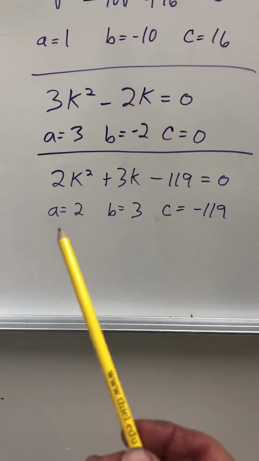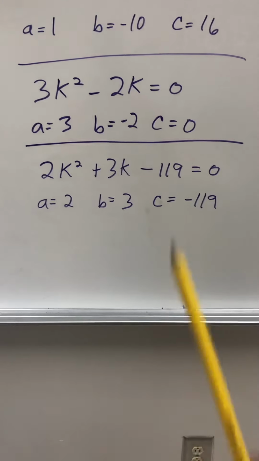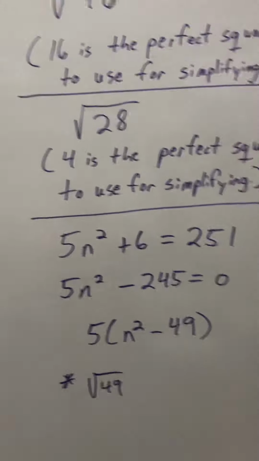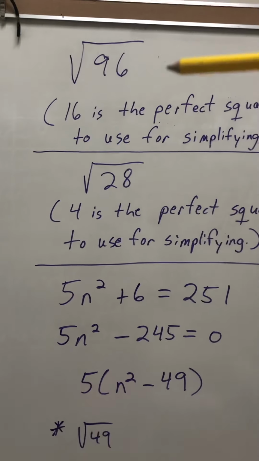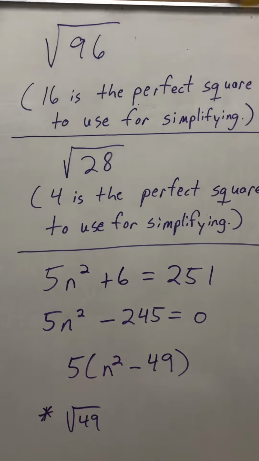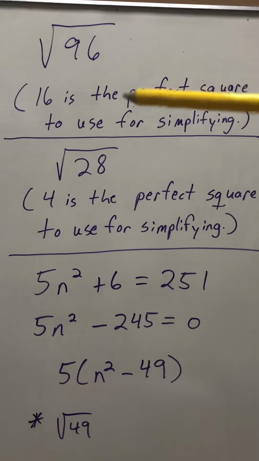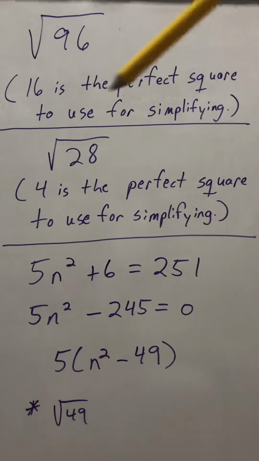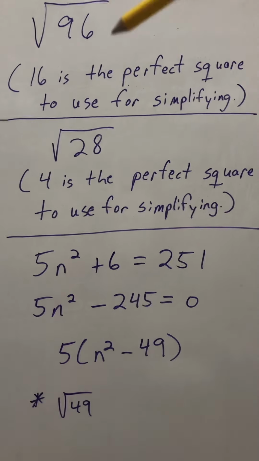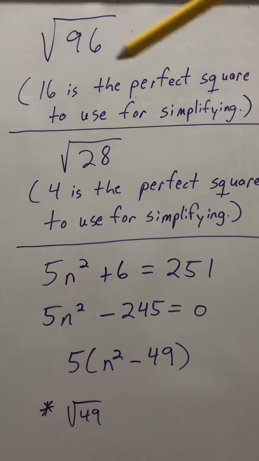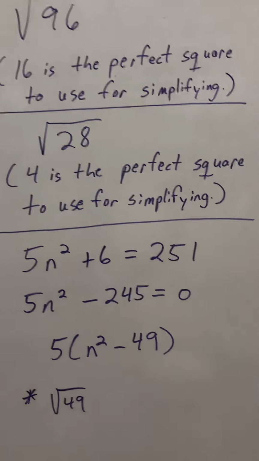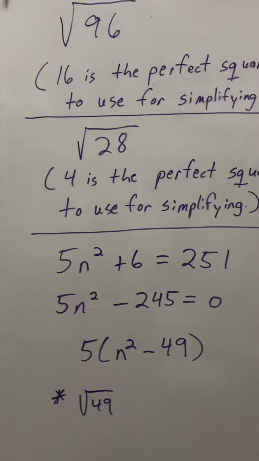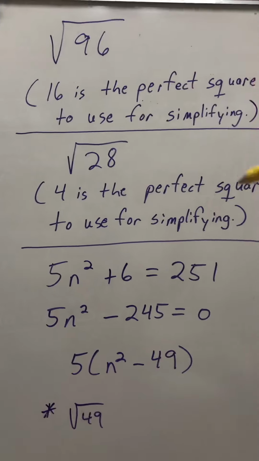Here I have my a, my b, and my c, negative 119 for that problem there, to get you started on it. You're going to come across a couple of these. You're going to simplify these square roots. Now, I'm giving you a big hint here in that the square root of 96, you're going to think of 16 as the perfect square to use for simplifying. So that's one of the numbers that you're going to break up that 96, and you're going to be able to take a square root out of that square root bracket.